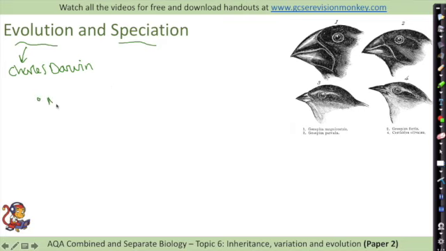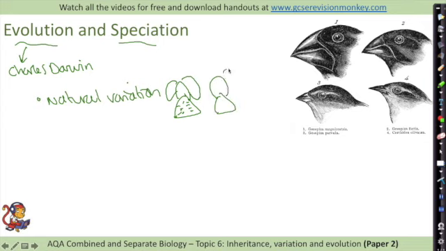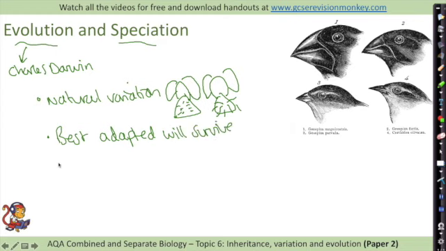And what it starts off with is the idea that naturally there is variation within a population. For example, if you had two elephants, naturally some might have short hair, and others, due to genetic mutations, might have slightly longer hair than others. And ultimately, those best suited or best adapted to the environment will survive. Those ones that are best adapted will reproduce, and they will pass on their genes to the next generation.